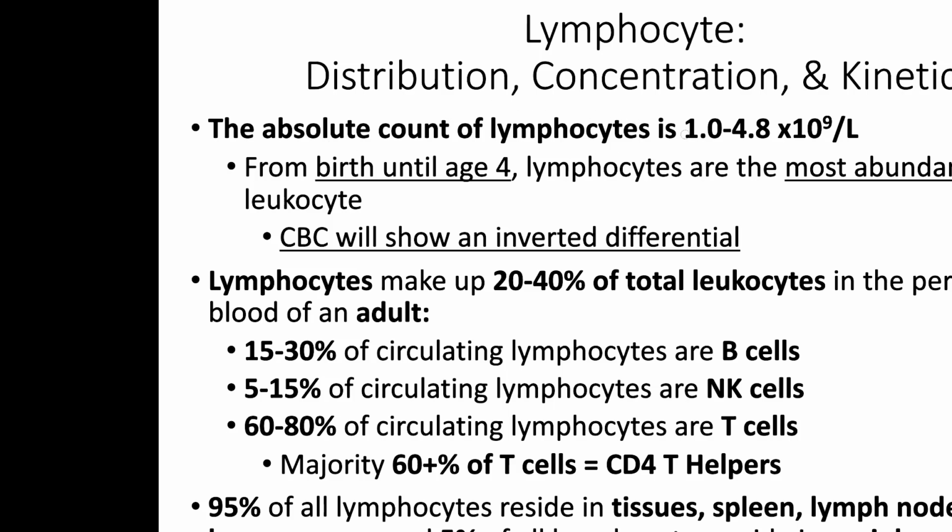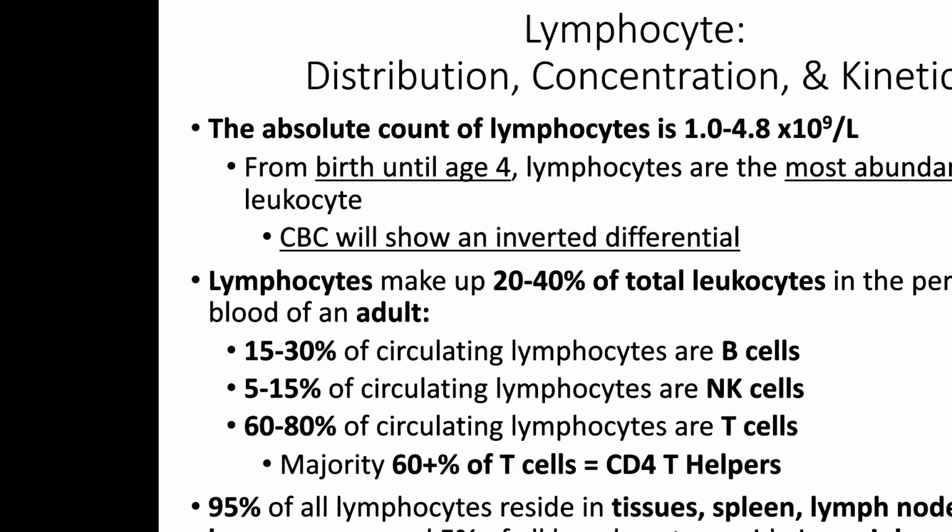When your lymphocytes overtake your neutrophils like this, we will call it an inverted differential. In an adult, lymphocytes take about 20 to 40% of all the white cells in your peripheral blood. Within that breakdown, about 15 to 30% of those lymphocytes are B cells, about 5 to 15% are NK cells, and the majority are T cells. And within that T cell subgroup, the majority are CD4 T helper cells.